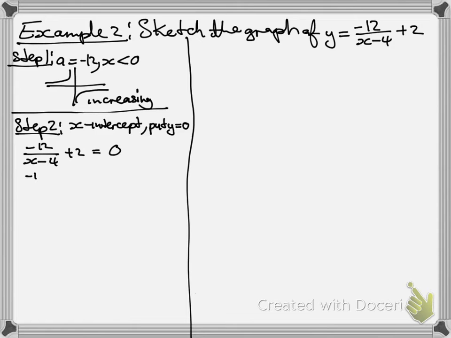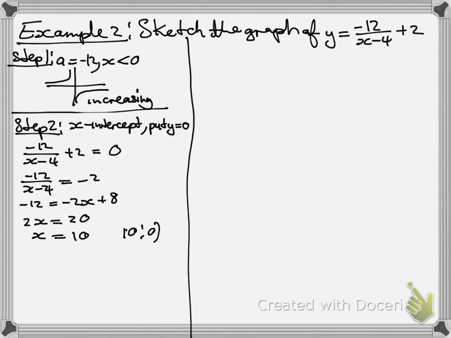Solving for x. First we subtract 2 from both sides and multiply both sides by x minus 4. Then we isolate x. x will be equal to 10. So our x-intercept will be (10, 0).